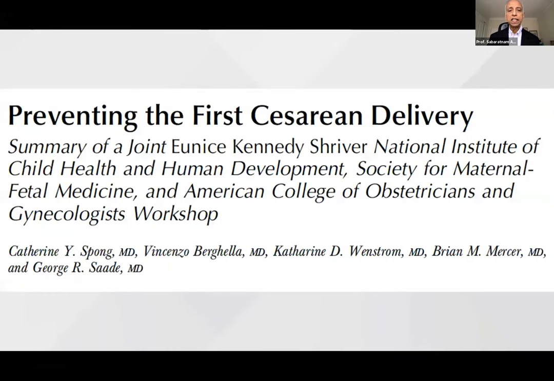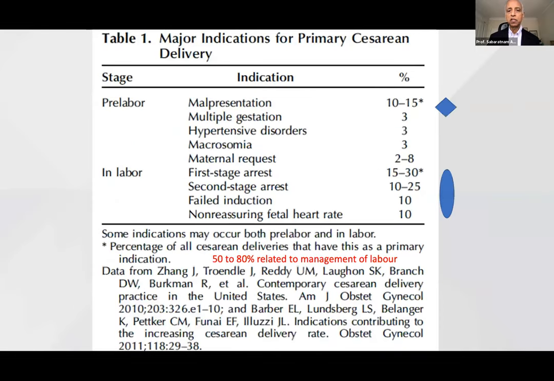So this was analyzed in detail by a study about how to prevent first cesarean delivery, looking at the indications rather than Robson's classification. And as you could see, most cesarean sections are done because of labor dystocia in the first stage, and in the second stage, people are not doing forceps or vacuum deliveries, but are resorting to cesarean section. And malpresentation also gives rise to a small percentage. But also in labor, failed induction contributes a lot, as well as non-reassuring fetal heart rate. So in other words, if we can manage labor better, then we can reduce cesarean sections by 50 to 80%. So the problem lies in how we manage labor in most countries.